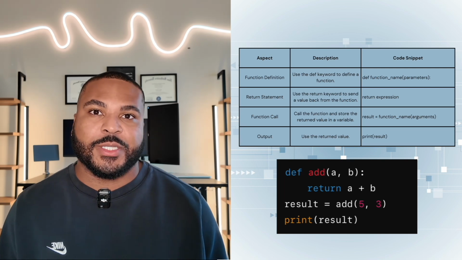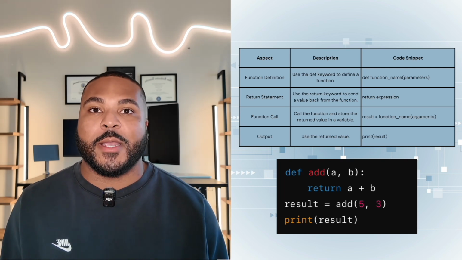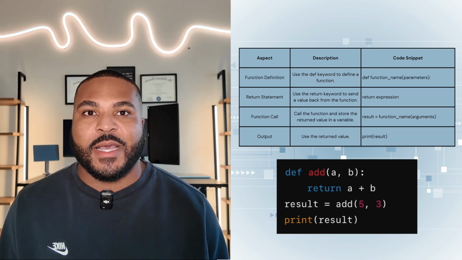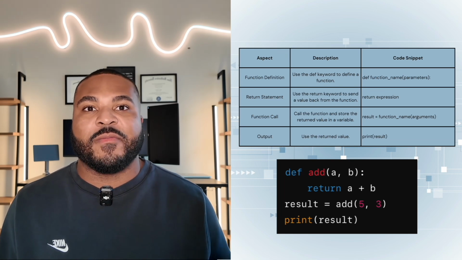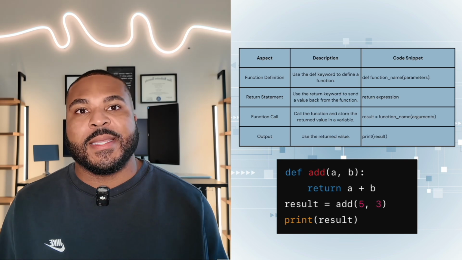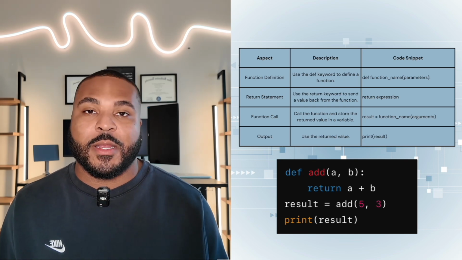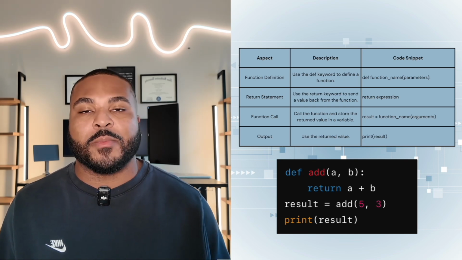To use our function, we call it and pass the required arguments. We can store the return value in a variable for further use, such as result equals add 5, 3. We can then use the return value in our code. So for example, we can print the result.